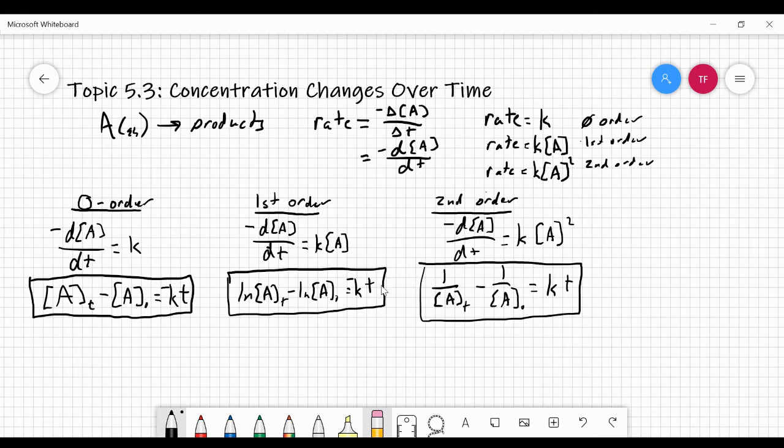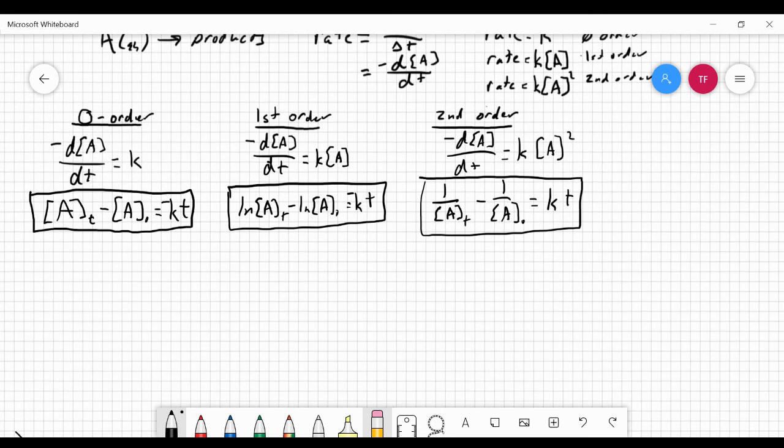Well, to do that, we're going to rearrange these into a way that will make them a little more useful. So let me show you what we're going to do. We are going to linearize each of these equations. In other words, if you think about the equation of a line, y equals mx plus b, I can rearrange these equations and do some graphical analysis that will help us figure out which equation to use. So I'm going to rearrange this equation.